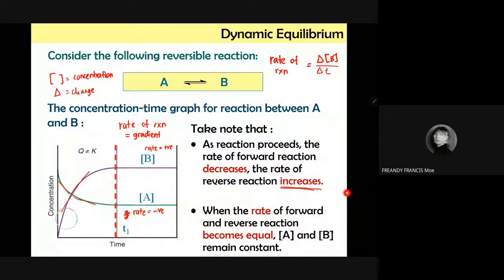Maksudnya di sini, semakin banyak B terhasil, semakin cepat A terhasil. Itu yang dia nak kata kat sini. As more B produced, the faster A being produced. Itu yang dia nak cakap dekat sini. Okay, that's what it is saying here. As more B produced, as more concentration of B produced, the faster the concentration of A being produced.